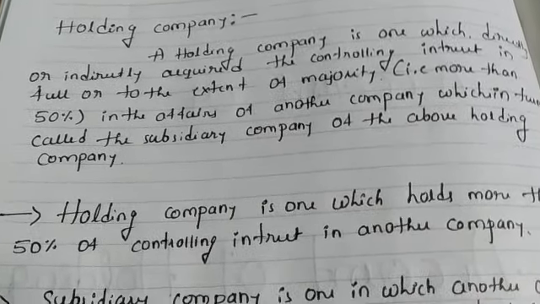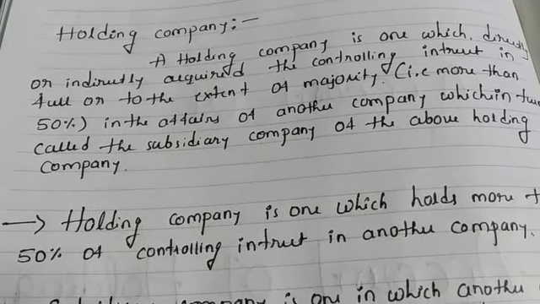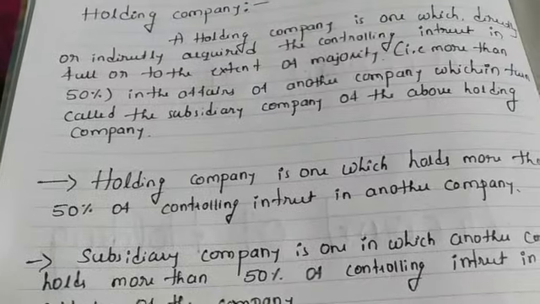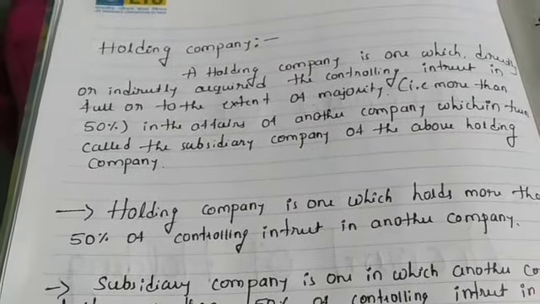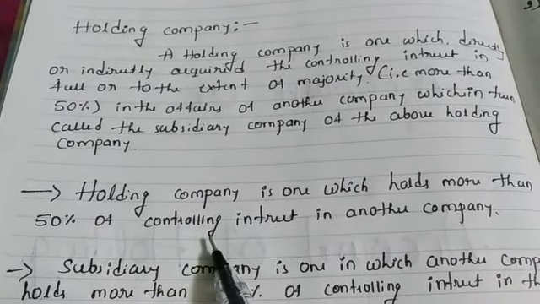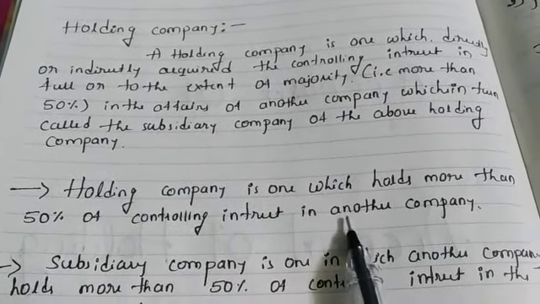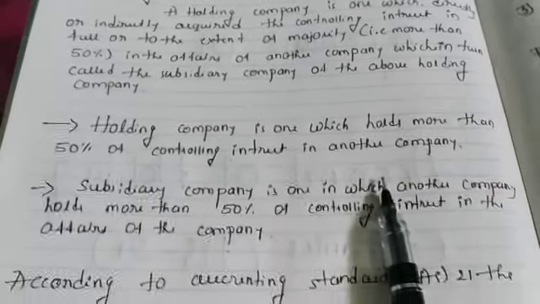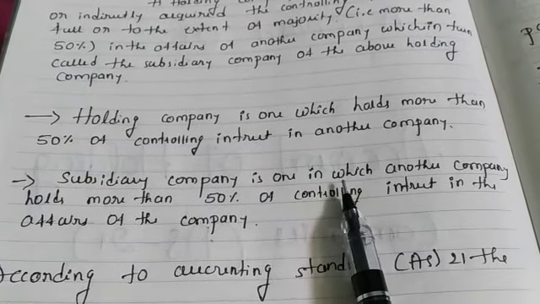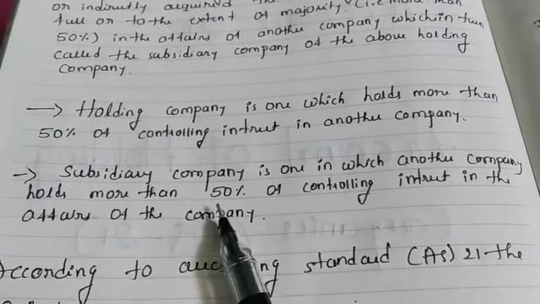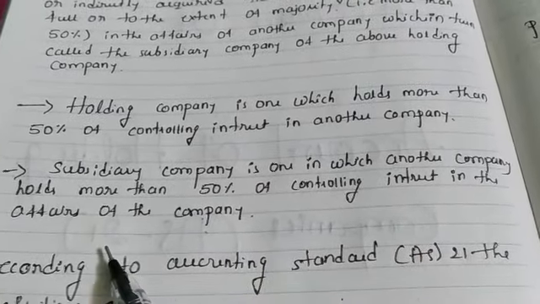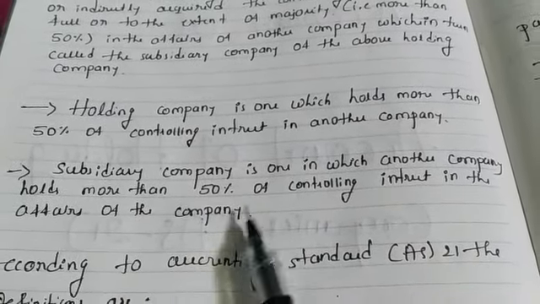So coming to the point, what is meant by a holding company? See here, in simple terms, a holding company is one which holds more than 50% of controlling interest in another company. So this is a holding company. Then a subsidiary company is one in which another company holds more than 50% of controlling interest in the affairs of the company. So this is a subsidiary company.